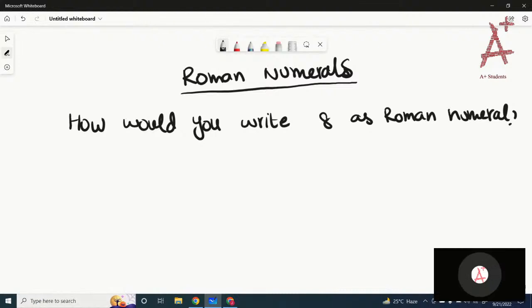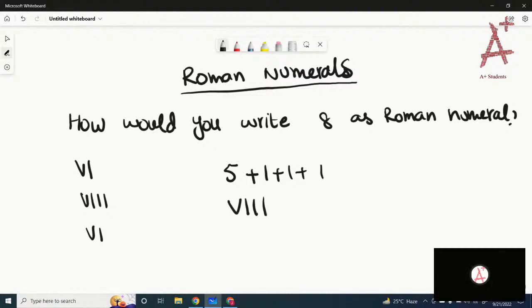Okay, so you are given three options. So you can write 8 as, we know that we have V for 5 and I for 1. So you can write 8 as 5 plus 1 plus 1 plus 1. So you can write V and III. So it makes 8. So the second option is the correct option. So select the correct option and then click on the OK button. Okay, the next one is what number.